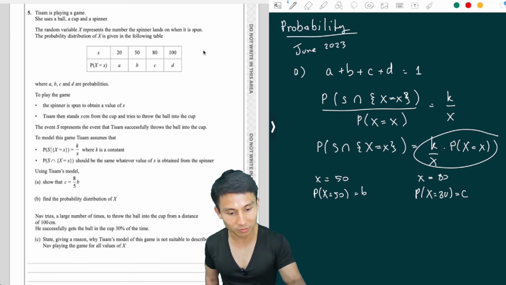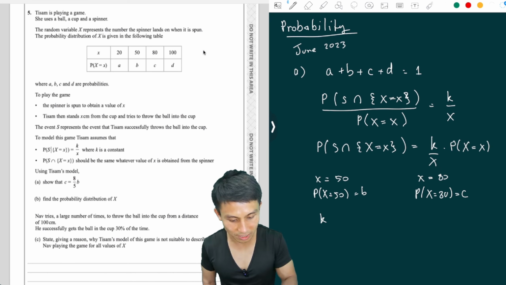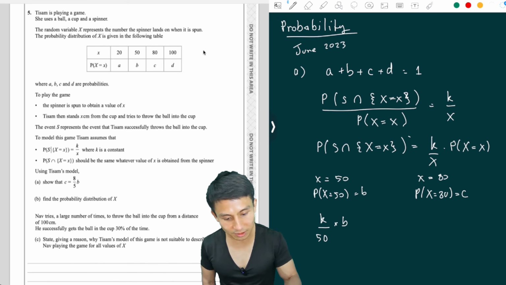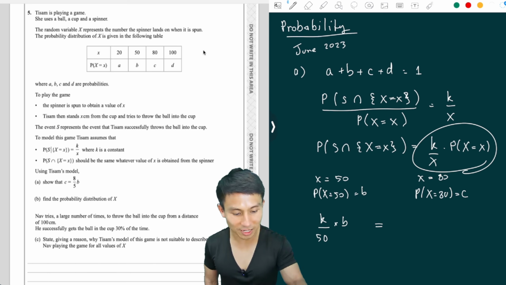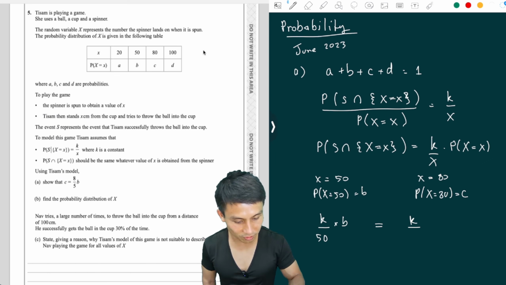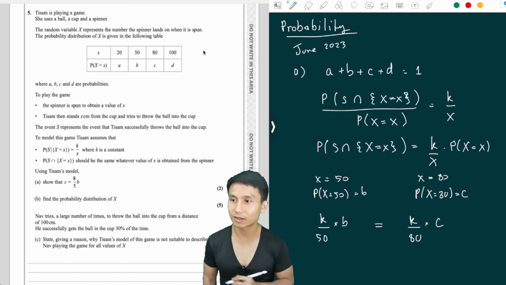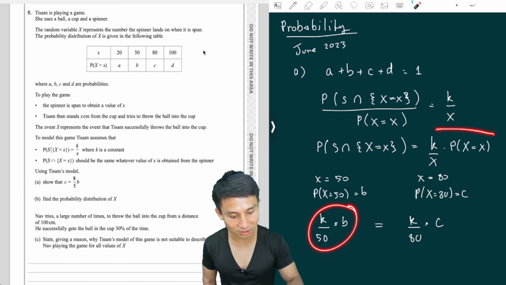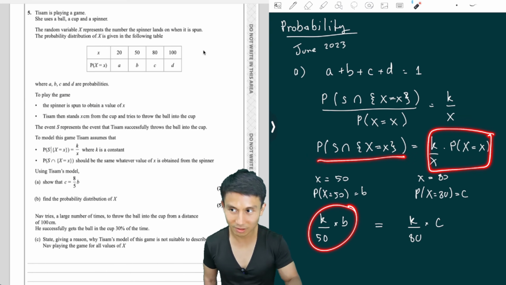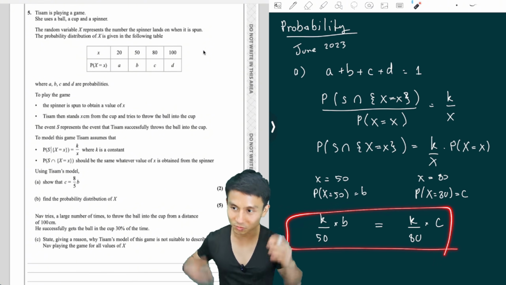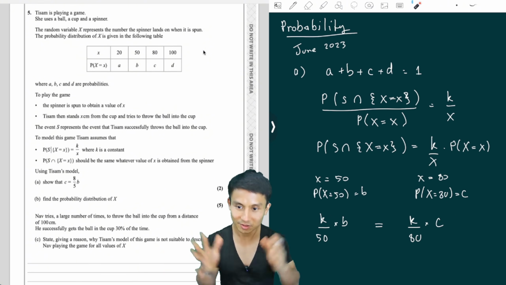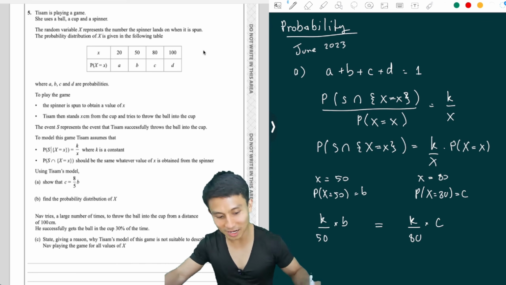Let's then compute this expression. This is k over 50 times b, because this thing is already this thing. It should be constant, so it is equal to the other case, which is k over 80 times c. What we have here comes from this, which should be the same for the other case. That's why I got this equation. I hope you understand. If you don't, maybe wind it back and listen to that again.